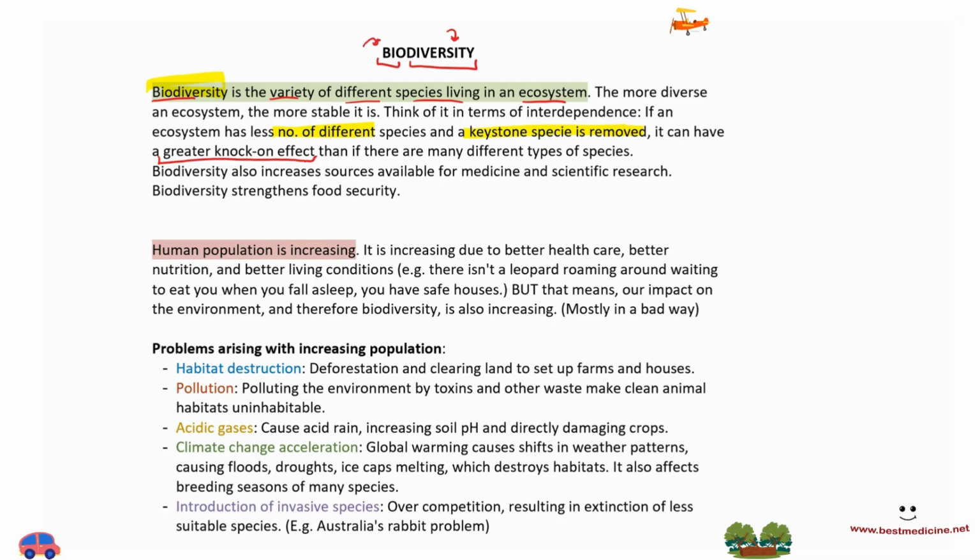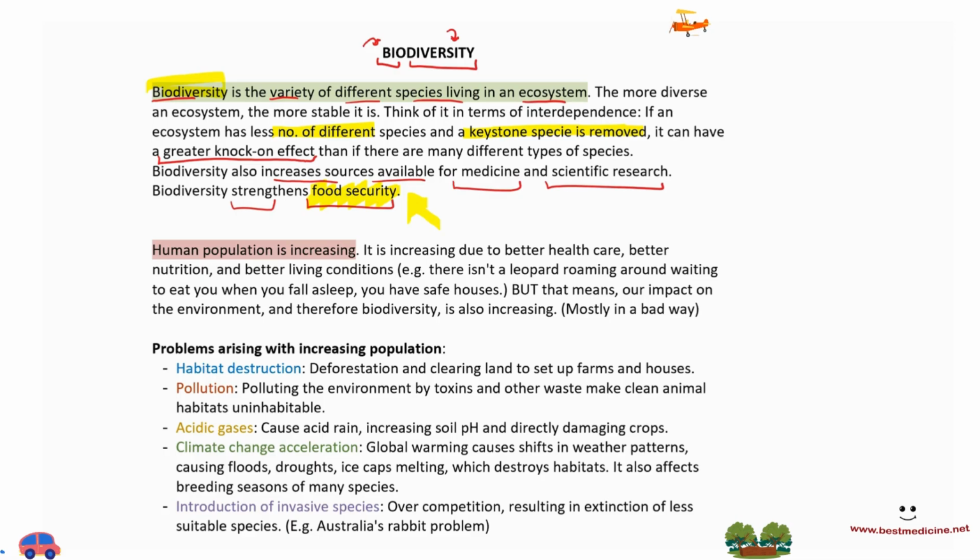Biodiversity also is important because it increases sources available for different materials, for example, for medicine, for scientific research. It also helps strengthen food security. What is food security? Food security is essentially the availability of food, and we're going to be talking about this in its own section.